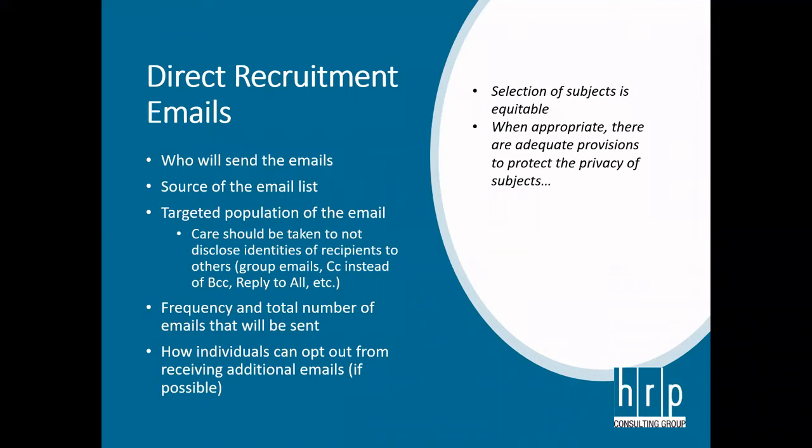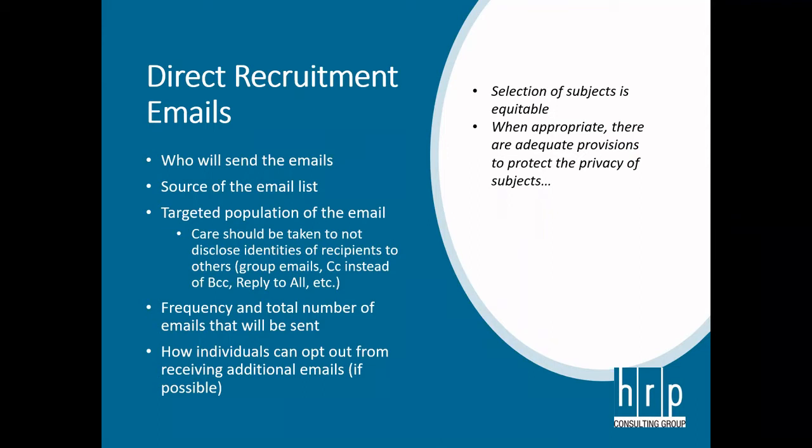And I just wanted to mention too, it's important to pay attention to the population. So for example, if children are being targeted with recruitment email, consider that the emails might be seen by others, since children may not have complete control of their email. The IRB submission should also address the frequency and total number of emails that will be sent, and how individuals can opt out from receiving additional emails if that's possible.